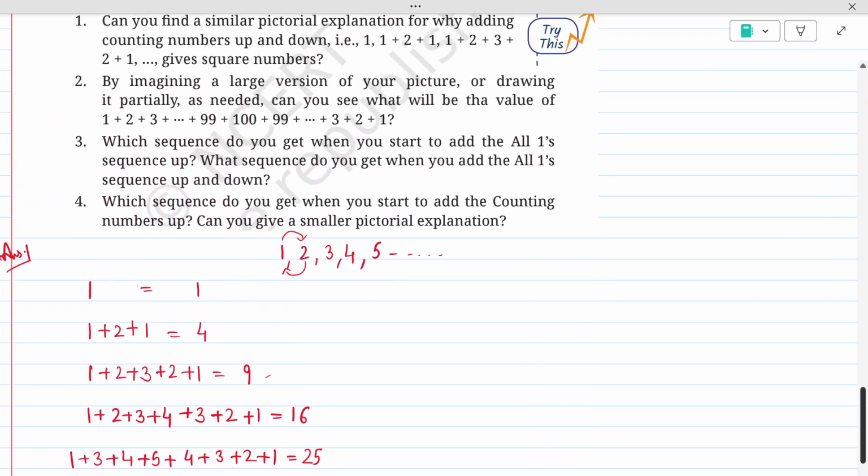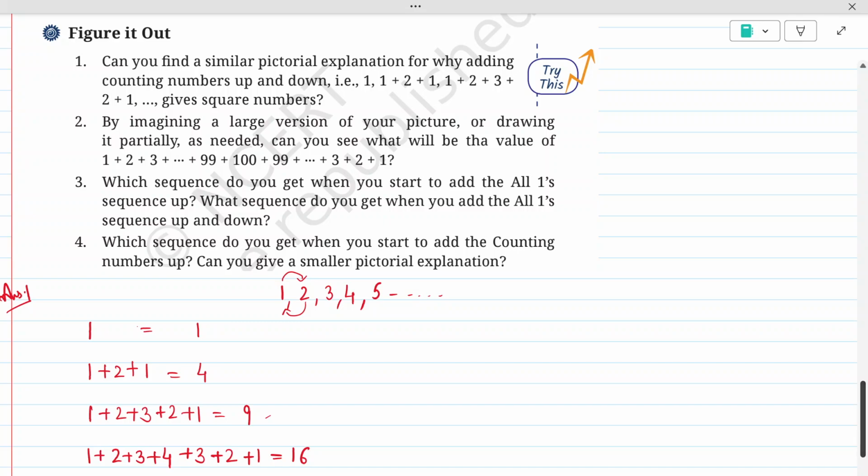Okay. So next question is, by imagining a large version of your picture or drawing it partially as needed, can you see what will be the value of 1 up to 99 up to 100 and then reverse? Means these counting numbers we have to extend till 100 and again down series. So how can we do this?